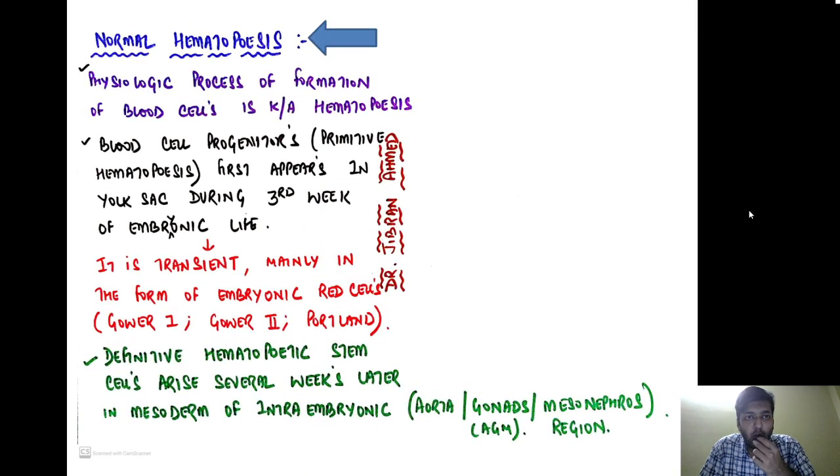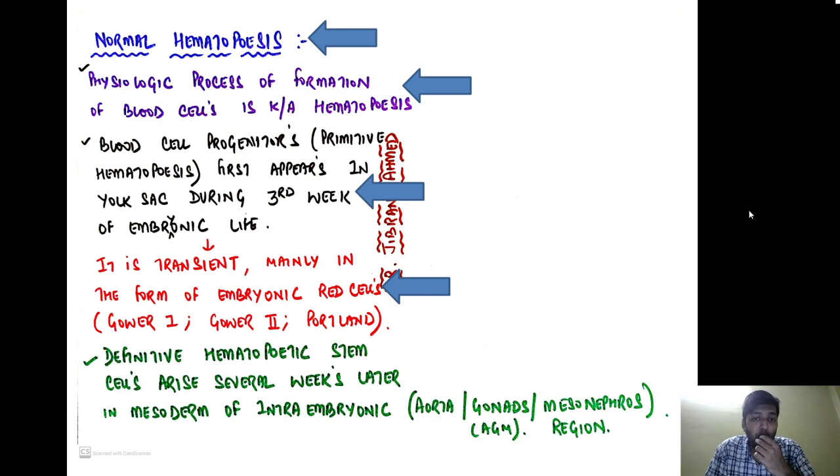Remember, normal hematopoiesis is a physiological process of formation of blood cells. Now, the blood cell progenitors, that is the primitive hematopoiesis, first appear in the yolk sac during the 3rd week of embryonic life. So the primitive hematopoietic stem cells first appear in the yolk sac during the 3rd week of intrauterine life, and it is transient. It mainly occurs in the form of embryonic red cells.